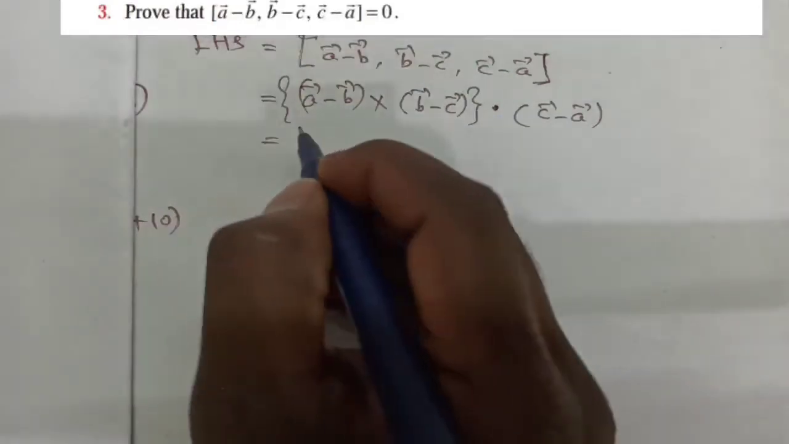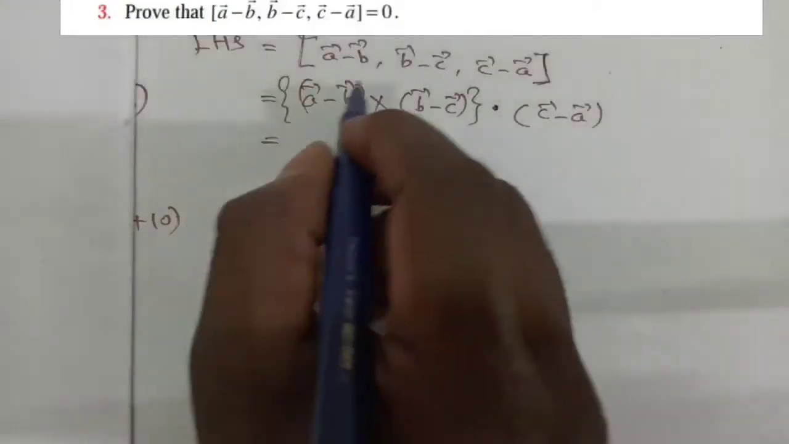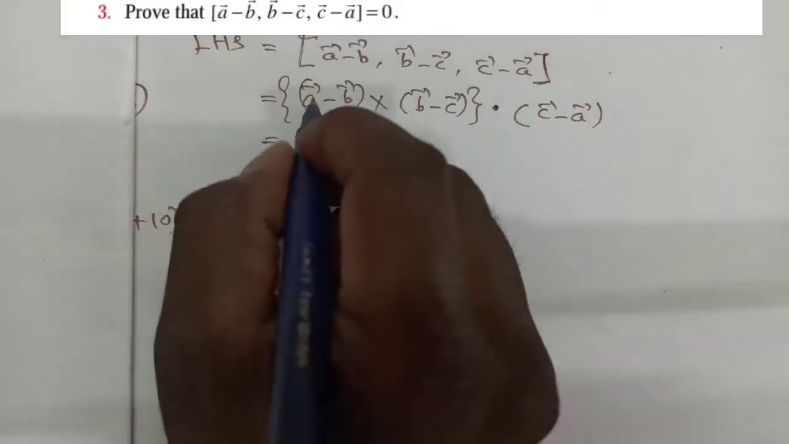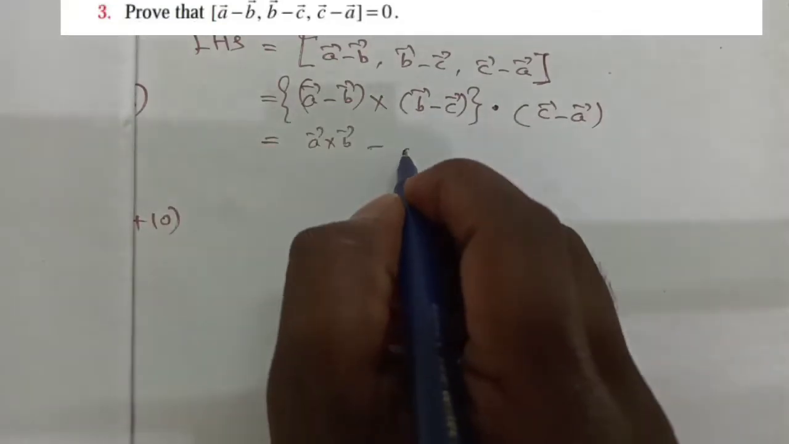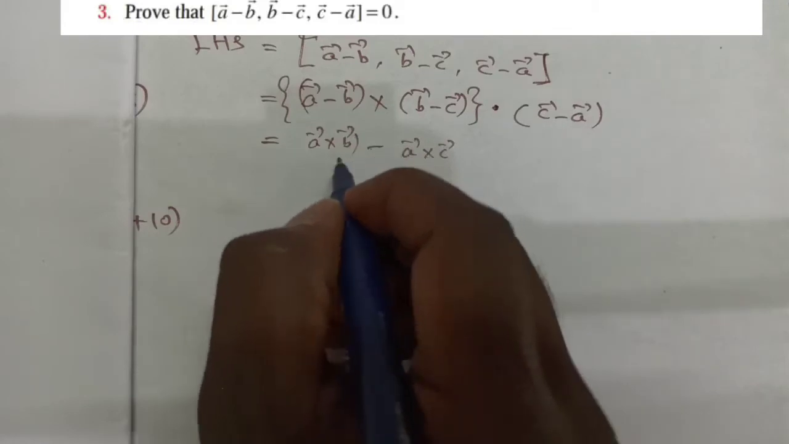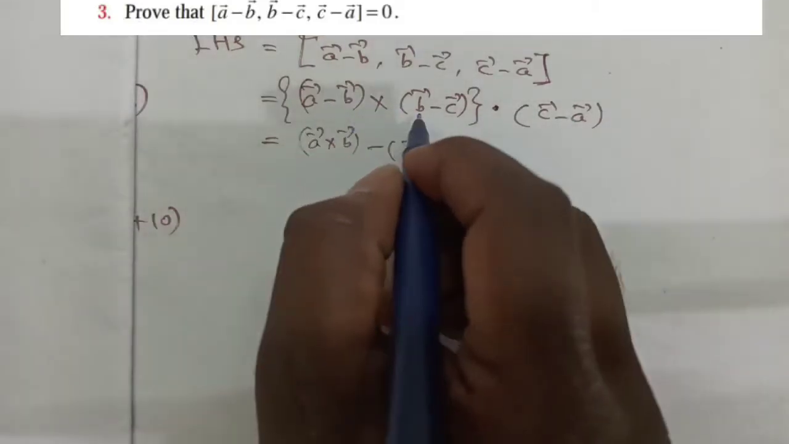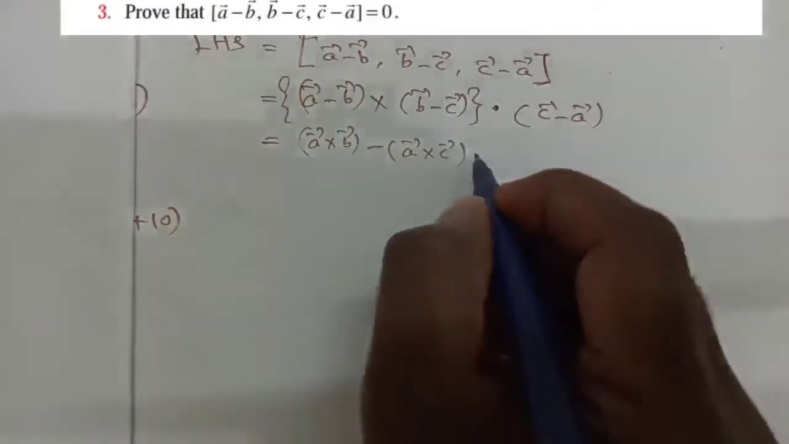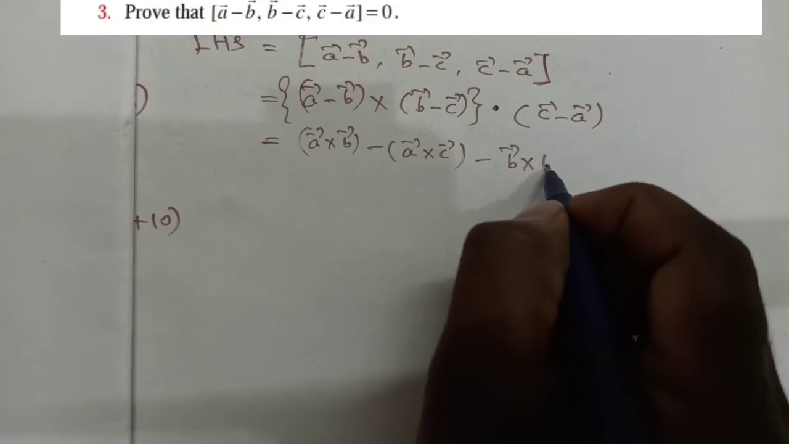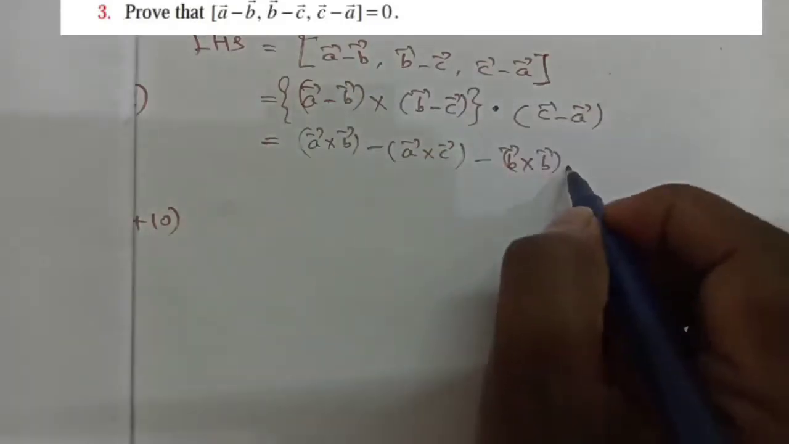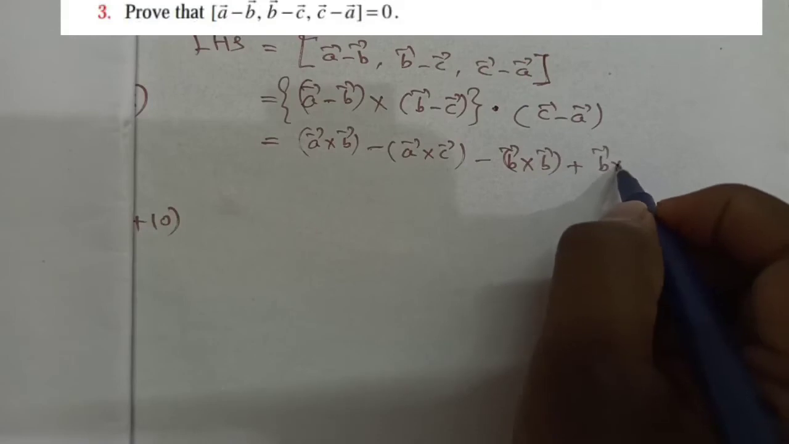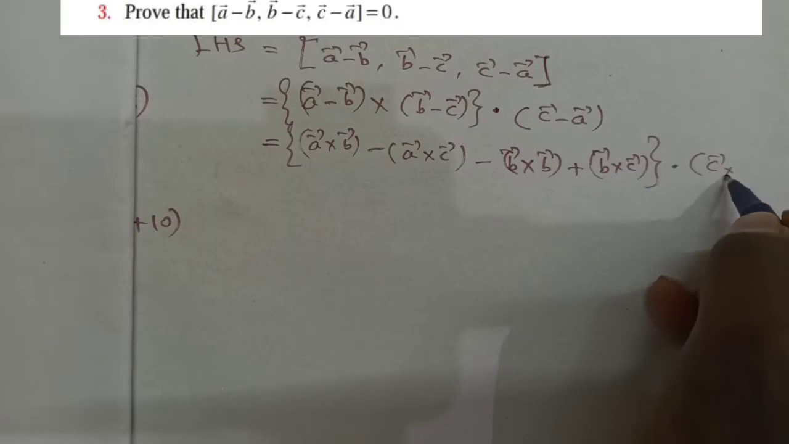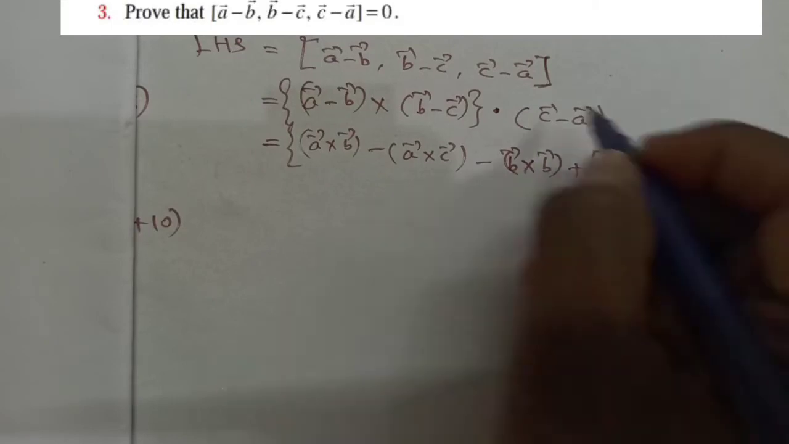Okay, so next let me take the cross product. a vector cross b vector, next minus, because plus into minus is minus, a vector cross c vector. So this is one, the second one, with the b vector: minus into plus is minus, so minus b vector cross b vector. Next minus and minus is plus, b vector cross c vector. The last one, dot c vector minus a vector.